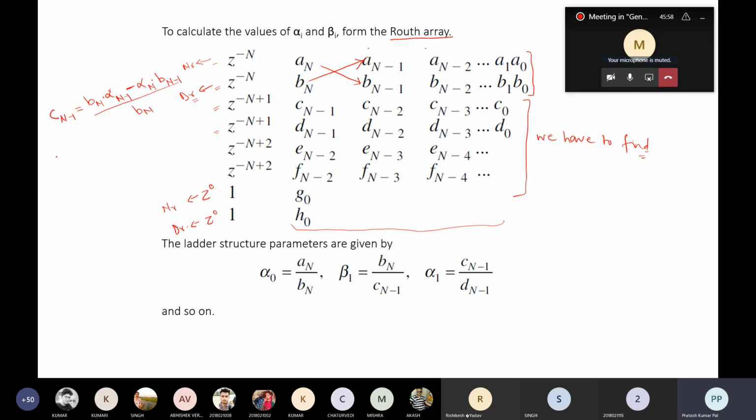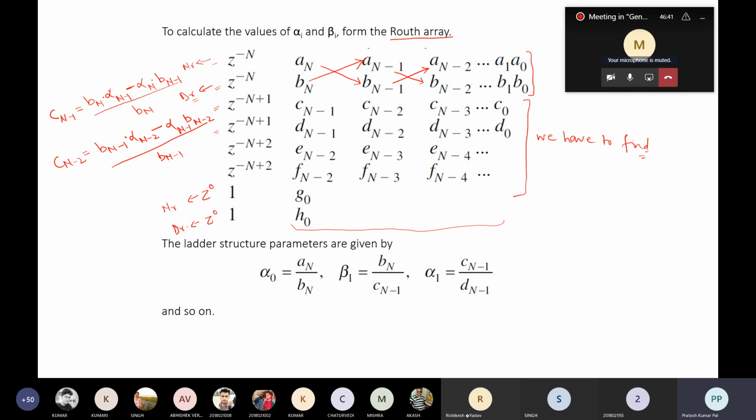Similarly, to find Cn minus 2, we will multiply these two values, multiply these two values, and after that we will subtract the multiplication of these two. So it is bn minus 1 into alpha n minus 2, minus alpha n minus 1 into bn minus 2, divided by this bn minus 1.